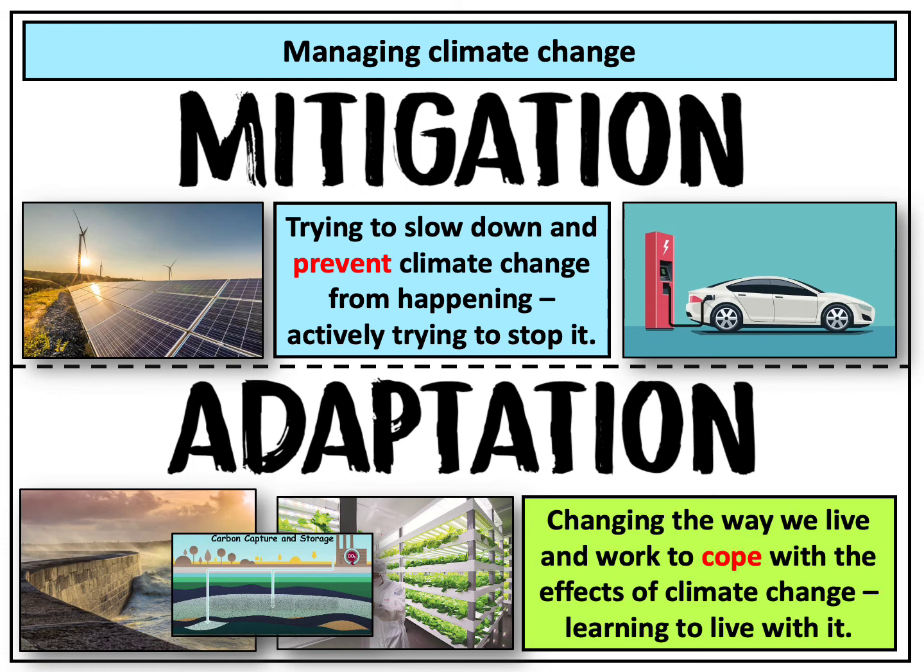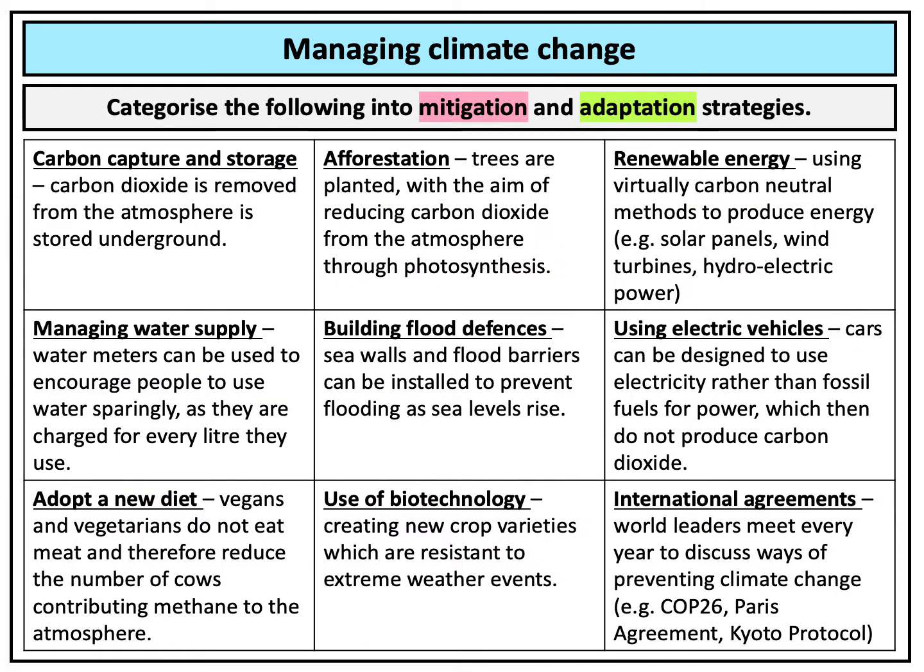The next one is adaptation. So this is changing the way that you live and work to cope with the effects of climate change. You are learning to live with it. So you do not stop the carbon dioxide and methane from being produced. You just figure out a way to deal with the problem. So on the slide here are 9 factors, and I would like you to categorise them into mitigation and adaptation strategies. So please pause the slideshow, and then I will go over those in a second.